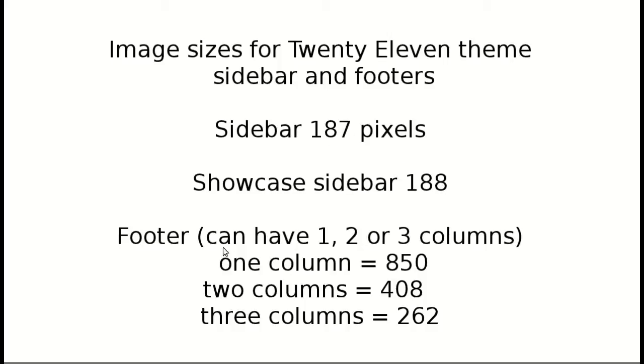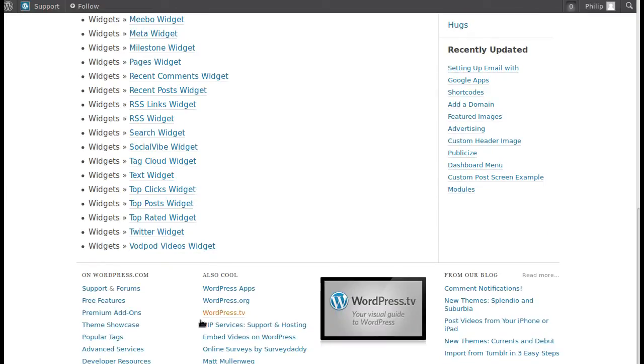The footers, you can have a 1 column, 2 column or 3 column footer to your web page. If you look down the bottom here, these are footers. On the theme we're using, there are only 3 columns, not 4. So we could have 3 columns, 2 columns, or 1 wide column at the bottom.